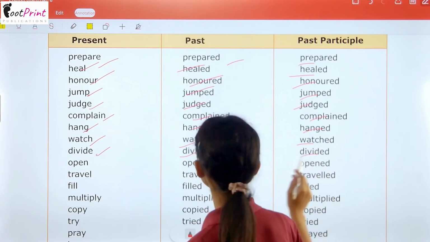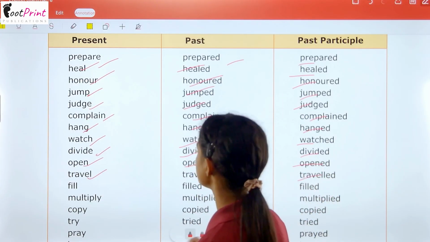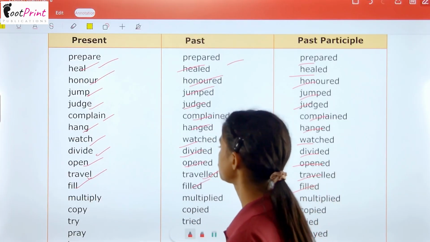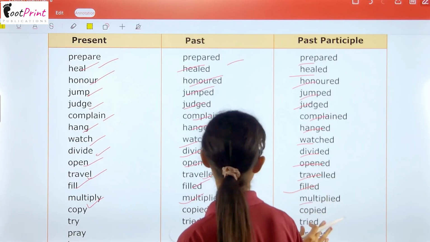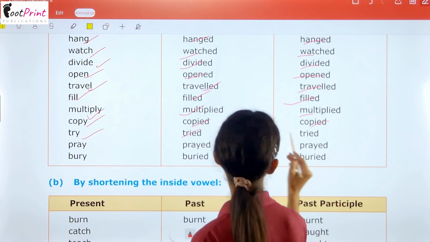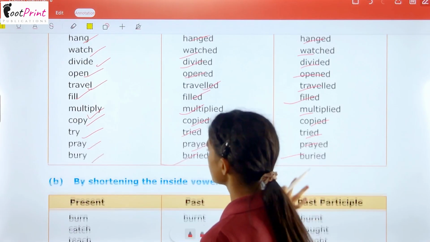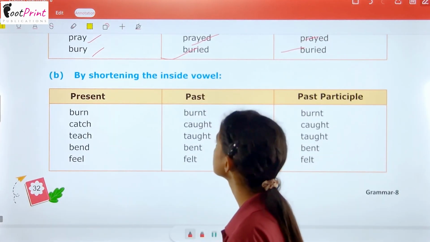Divide, divided, divided. Open, opened, opened. Travel, travelled, travelled. Fill, filled, filled. Multiply, multiplied, multiplied. Copy, copied, copied. Try, tried, tried. Pray, prayed, prayed. And bury, buried, buried.